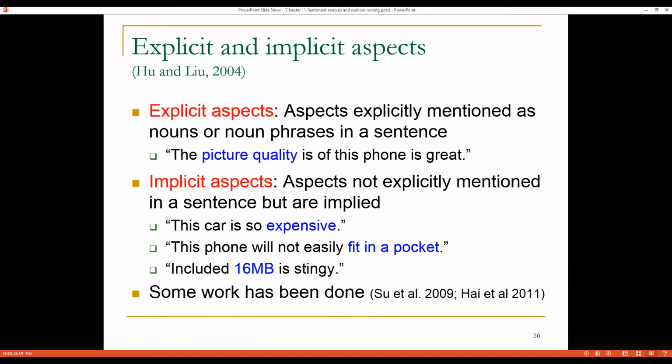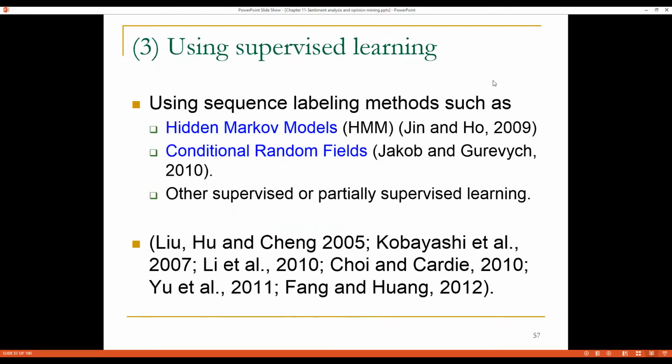So there are explicit aspects and implicit ones. Explicit aspects are explicitly mentioned as nouns or noun phrases in a sentence. Implicit aspects are not explicitly mentioned in a sentence but are implied. Some work has been done using supervised learning, using sequence labeling methods such as hidden Markov models, conditional random fields, and other supervised or partially supervised learning.